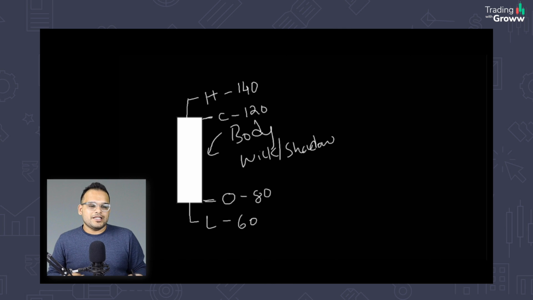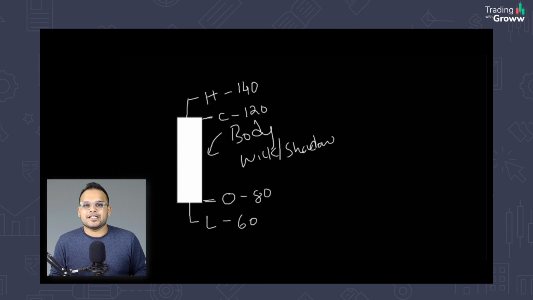The moment we see this candlestick, we can easily observe four important data points: open, high, low, close. The market opened at 80 rupees and closed at 120 rupees. In between, the market traded to the extreme levels. The highest extreme point is what we call the high of the candle, which is 140, and in this case the lowest extreme point is 60 rupees.